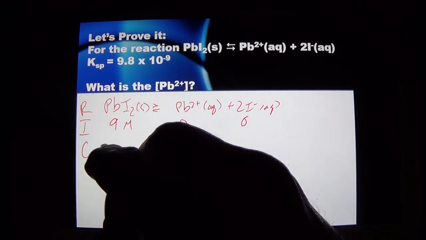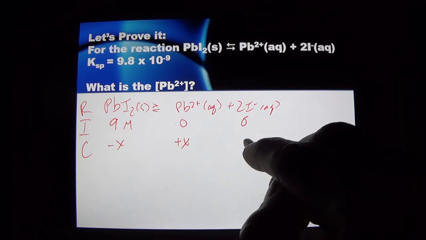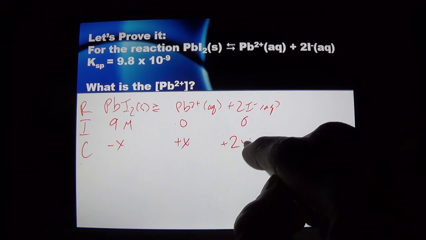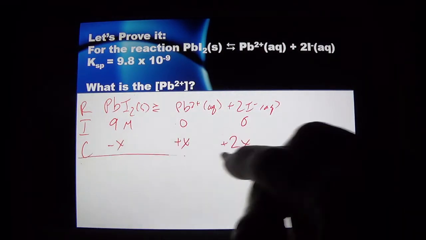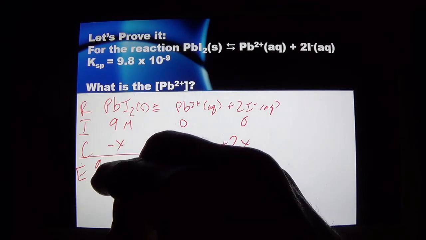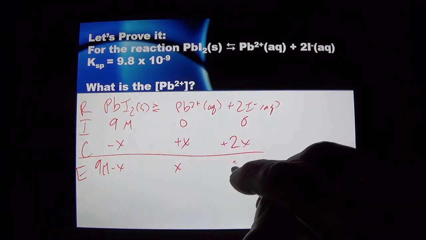Okay, the change. Some of this is going to leave, some of this is going to form, and twice the amount of that is going to form. Check out, I'm keeping my ratios going. At equilibrium, 9 molarity minus x, x, and 2x.